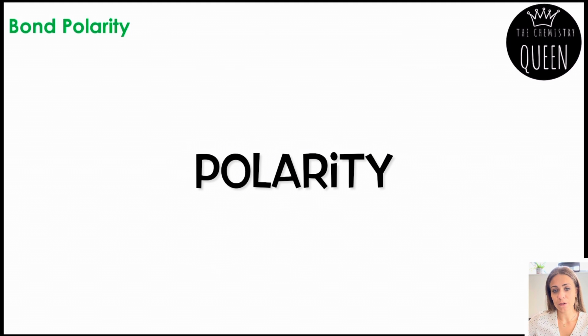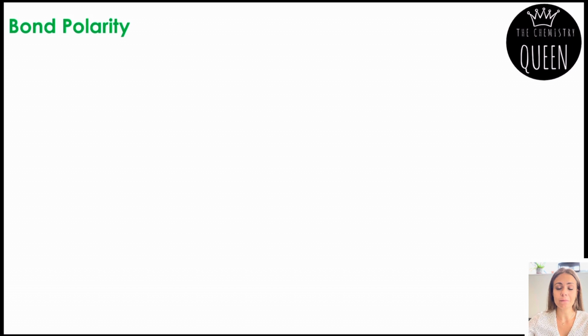Polarity is one of those concepts that a lot of people struggle with, and they struggle to understand what it actually means and how to get their head around it. It's a very important part of the course, however, because it directly links to the melting and boiling points of simple molecular structures. In order to correctly identify the intermolecular forces between simple molecules, you need to be able to work out whether a molecule is polar or non-polar.